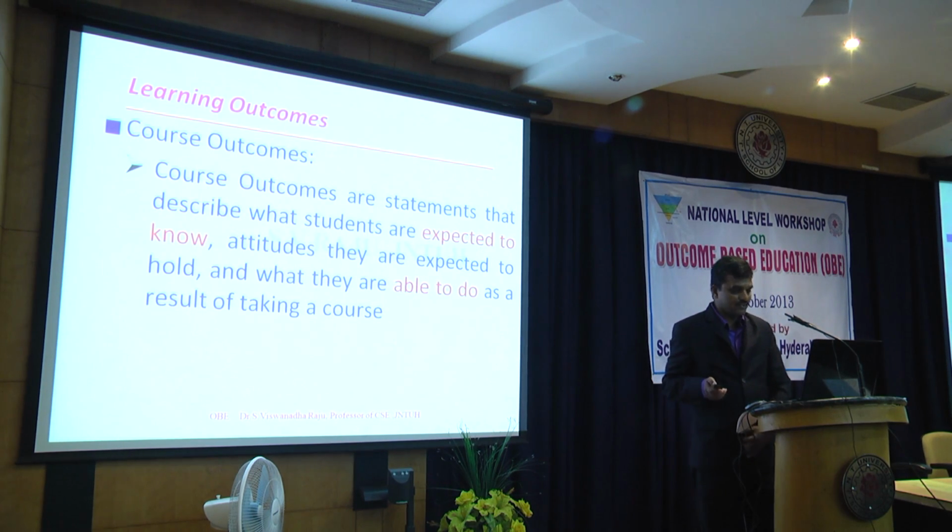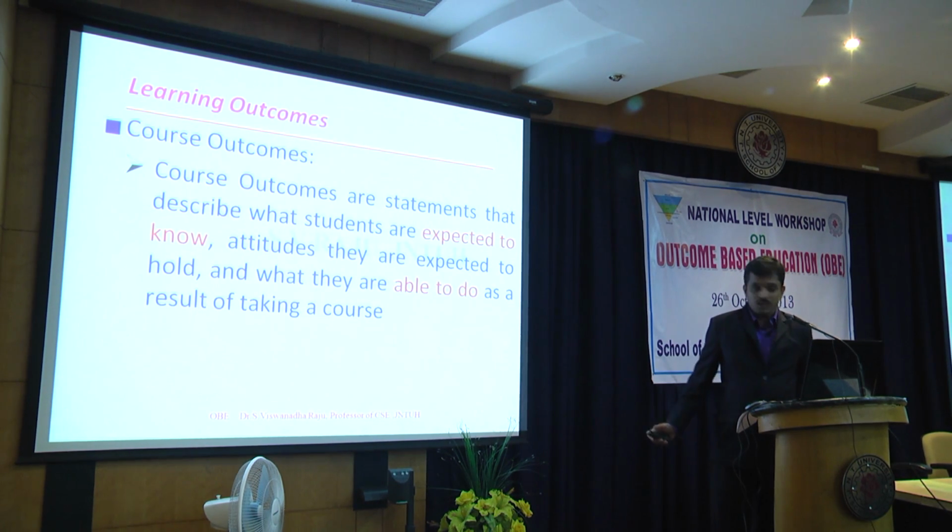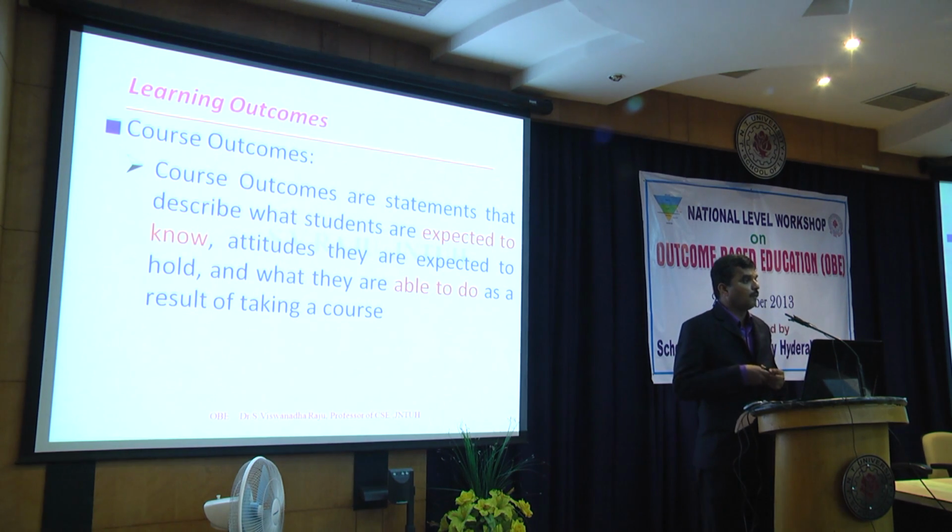So now course outcomes, you see that. Course outcomes are statements that describe what students are expected to know, the attitudes they are expected to hold, and what they are able to do. These three are very important, sir. What is their attitude, what they know, and how they are able to do that. These three parameters are very important. We have to focus on that.